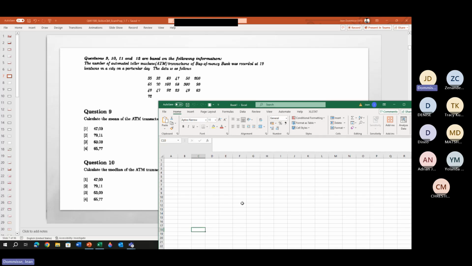But I'm going to show you how to do that in any case on Excel, and also with the normal method where we would just rank the data and you will be able to get your median and mode. So let's put in the data.